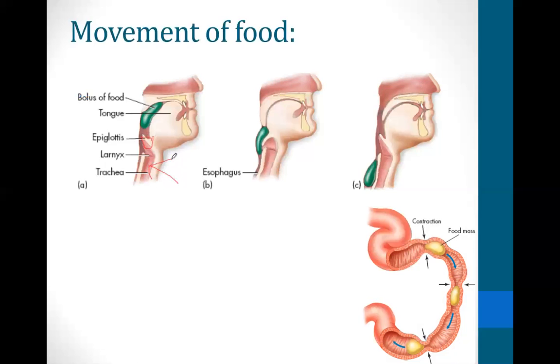Because if the epiglottis did not cover the trachea, it's possible that food could go inside the trachea, and the trachea leads to our lungs. So that would be bad. But in normal swallowing, the epiglottis does cover the trachea and makes food instead go down the esophagus to the stomach, and then we don't choke, which is nice. Okay.